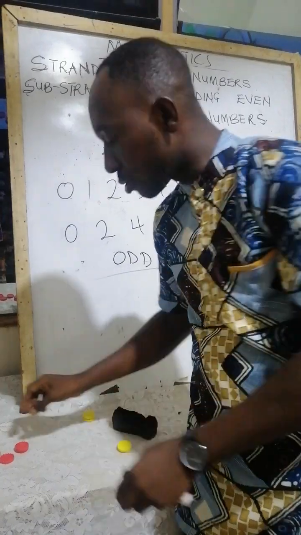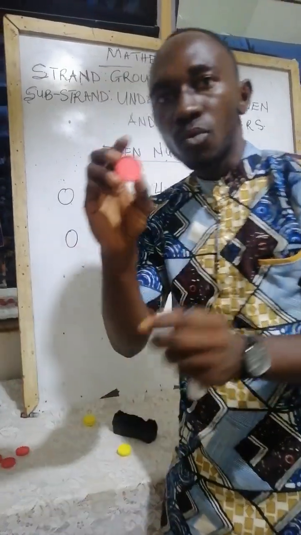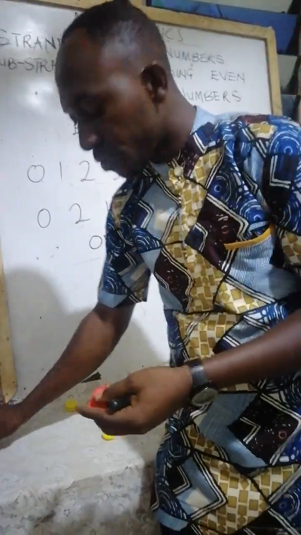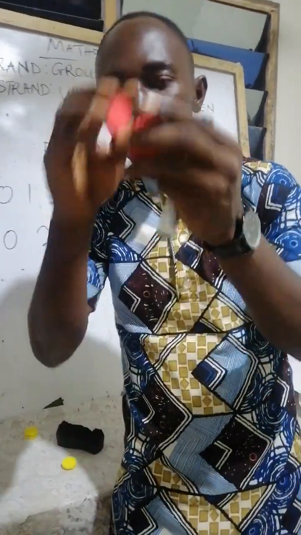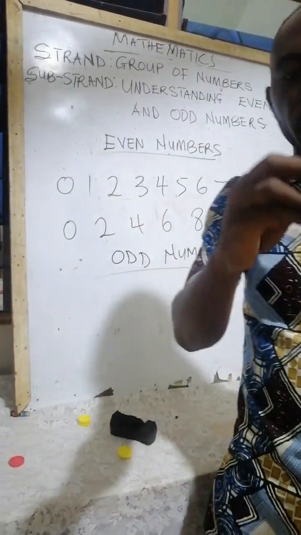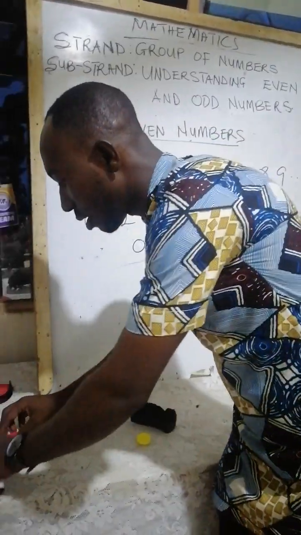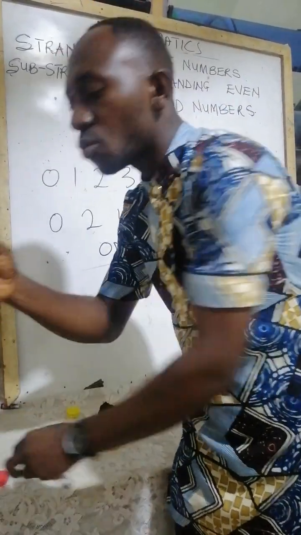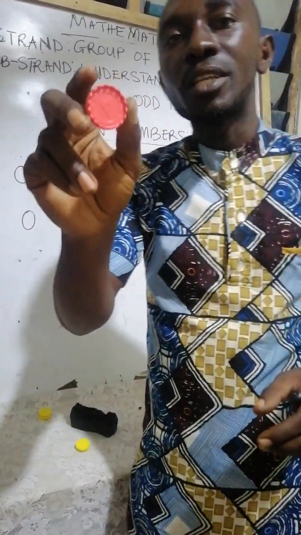Now let's look at the red bottle tops. Let's count them. 1, 2, 3, 4, 5. Now we're going to pair them. Pick 1 and 2 paired. Another 1 and 2 paired. You see that there's this one there that does not have any partner.